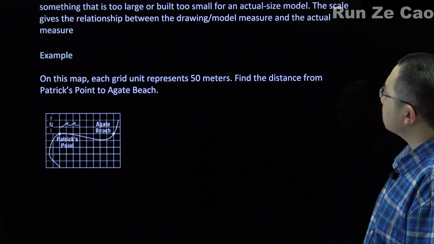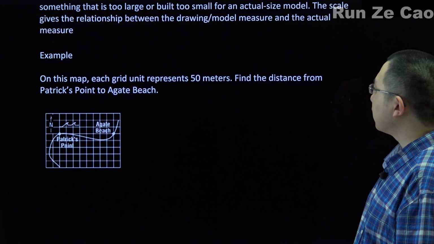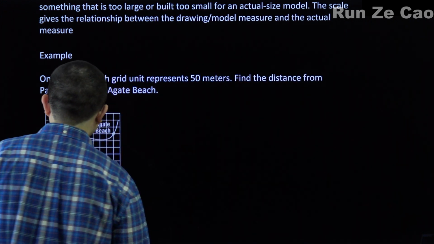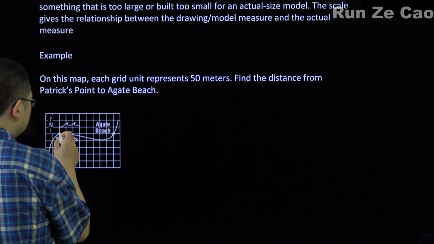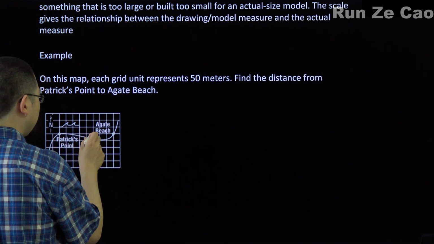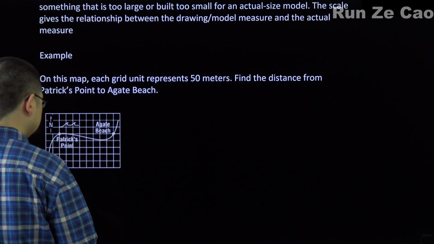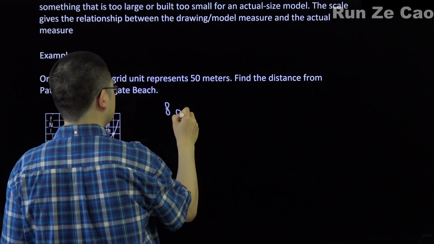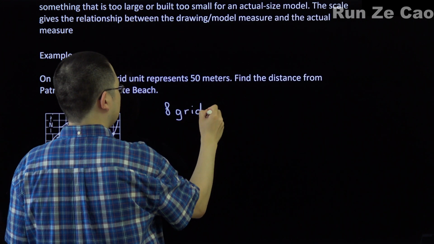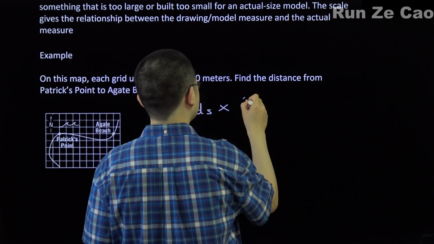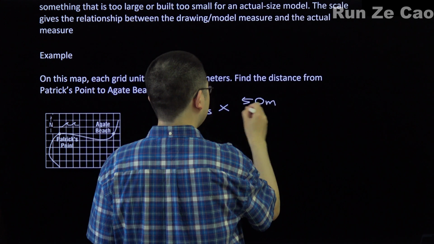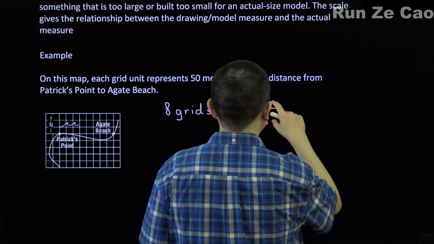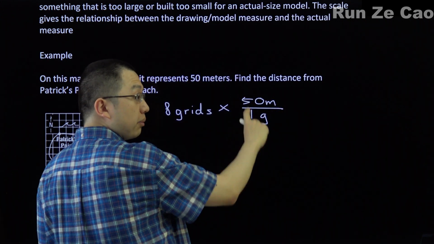So on this map, each grid unit represents 50 meters. Find the distance from Patrick's Point to Agate Beach. Well, it's 1, 2, 3, 4, 5, 6, 7, 8 grids. 8 grids. And then you multiply by the scale, which is 50 meters per one grid. You multiply by the scale with the units in the appropriate places.